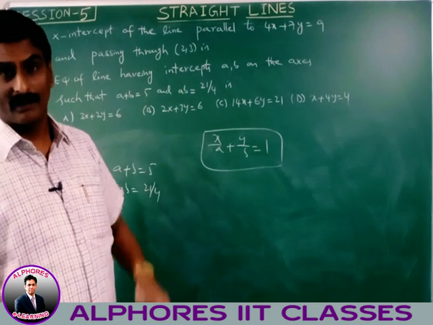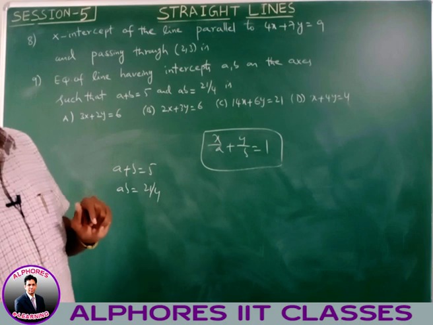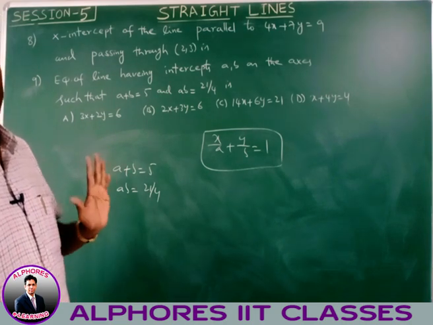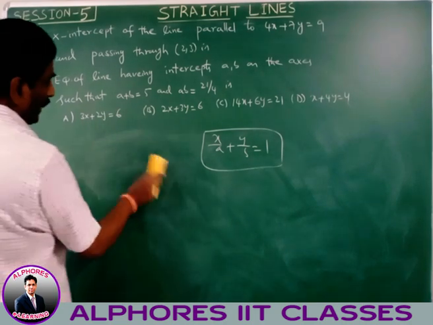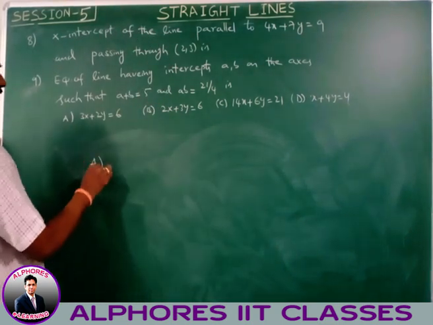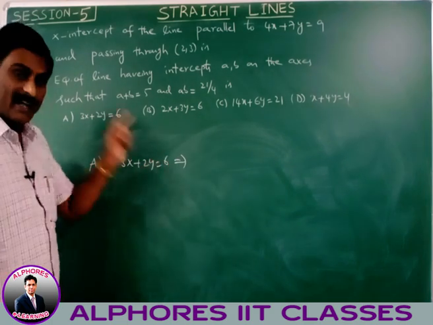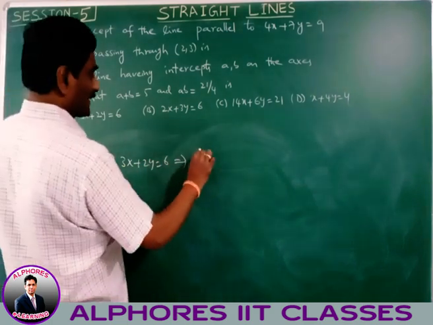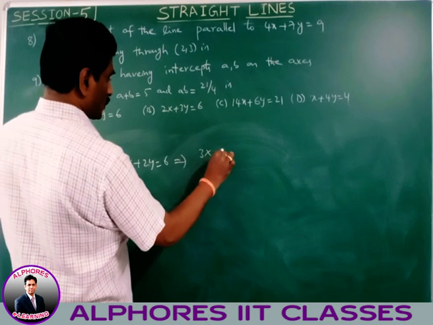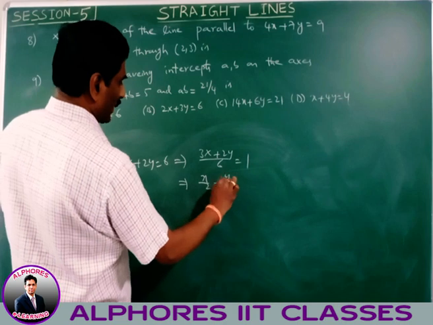It is the actual method. But here options are given. First we verify the options. The verification method is easy. Please observe the options. The first option is 3x + 2y = 6. Reduce this into intercept form. By dividing on both sides by 6, (3x + 2y)/6 = 1. That means x/2 + y/3 = 1.